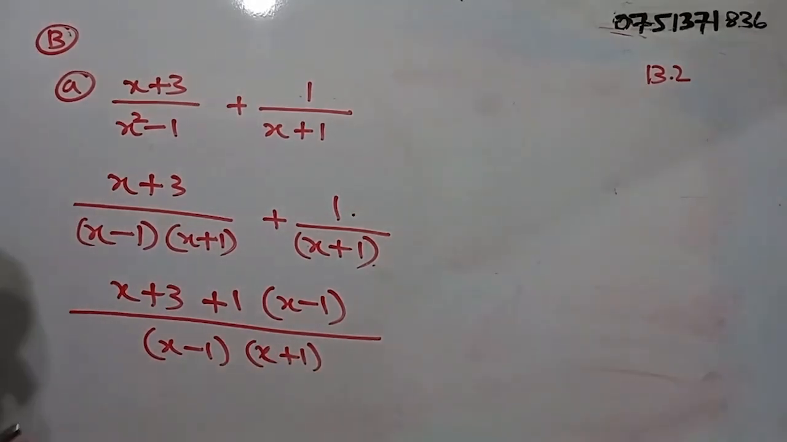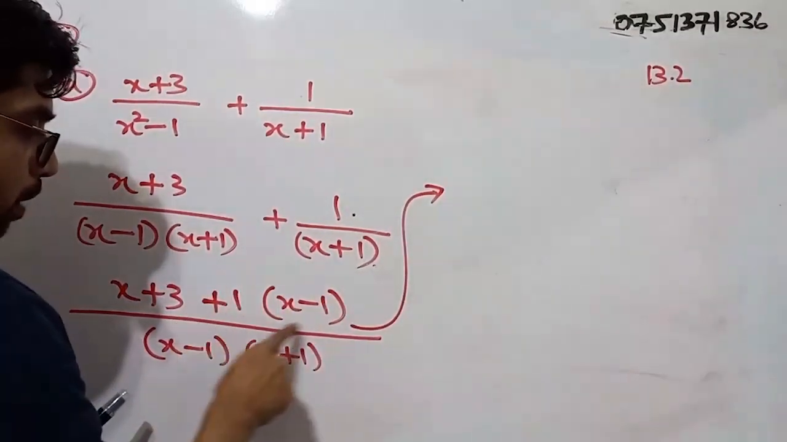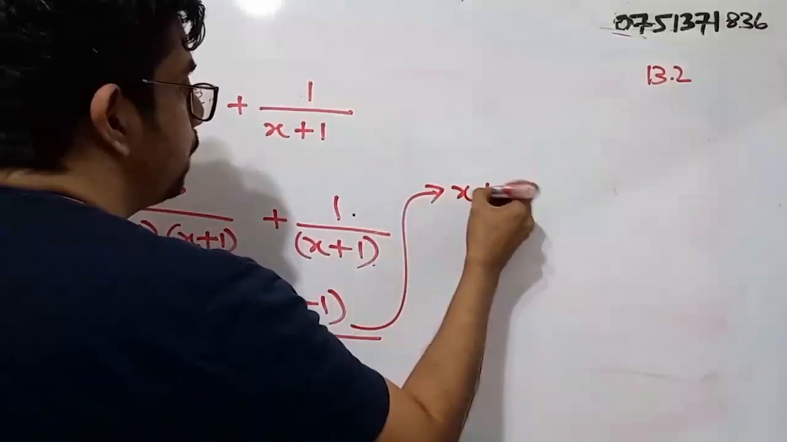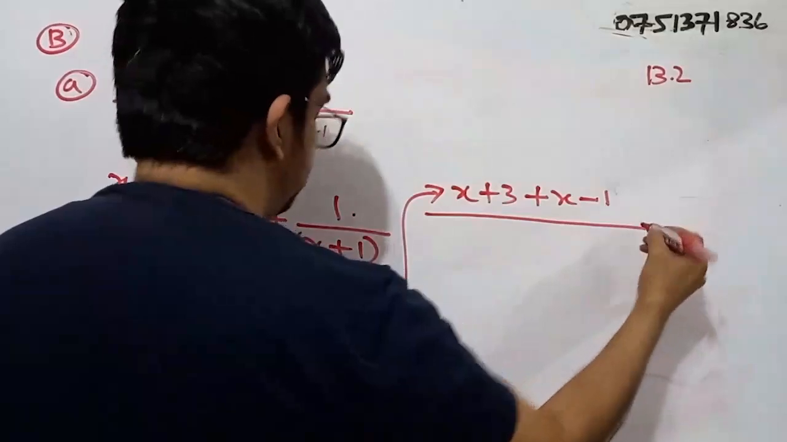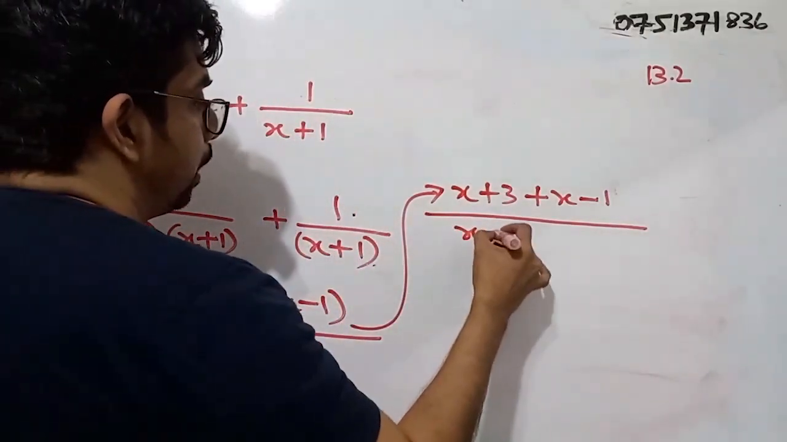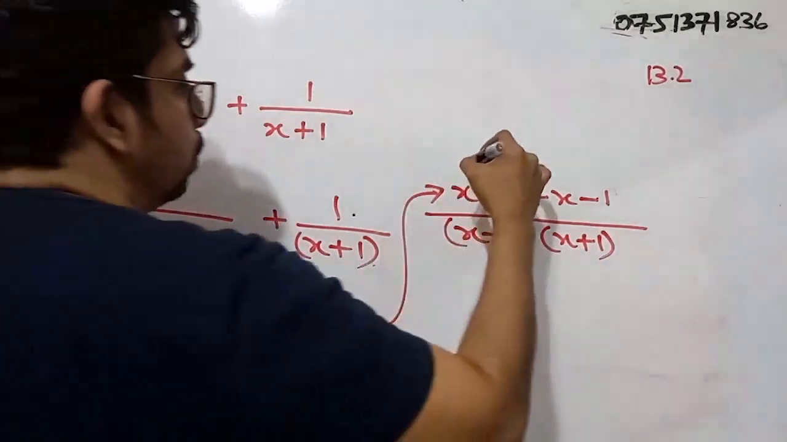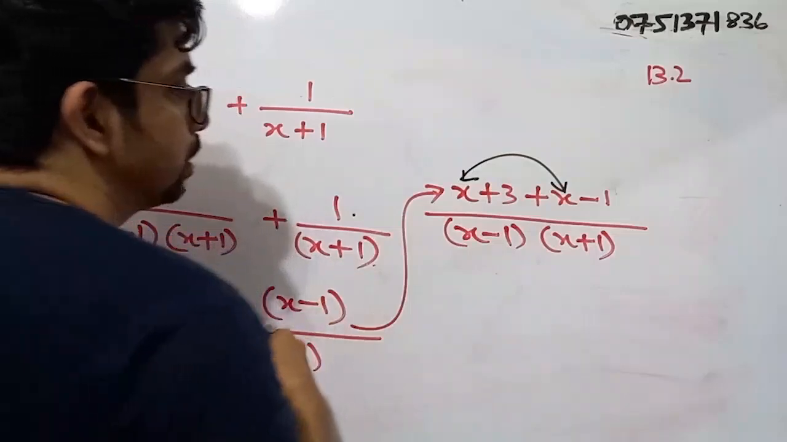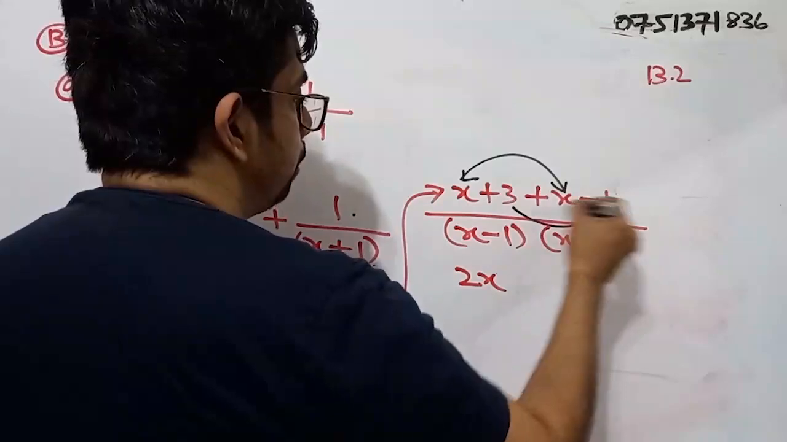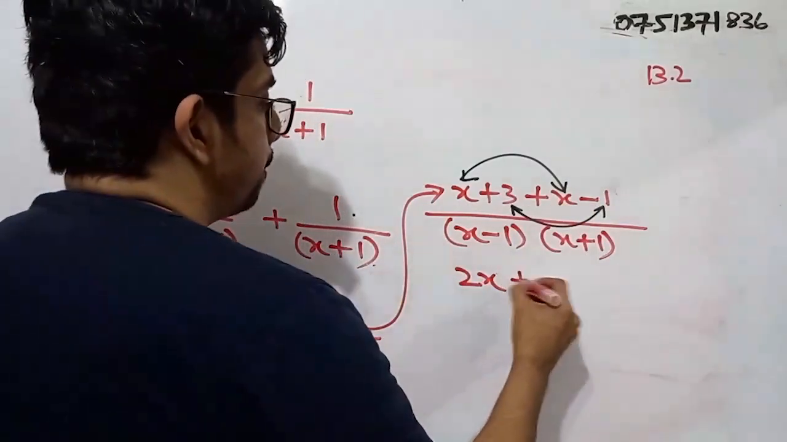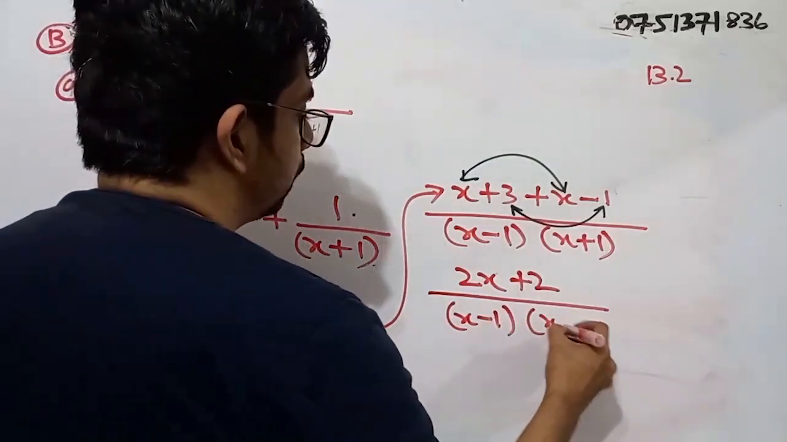Right. So from here we can do some simplifications. First of all, we have to simplify the brackets. So we have x plus 3 plus x minus 1, and the entire expression needs to be divided by (x minus 1)(x plus 1). Now what can we do? We can simplify these two terms, so the outcome will be 2x. Then we can simplify these two numbers, so the outcome will be plus 2. So the entire thing needs to be divided by (x minus 1)(x plus 1).